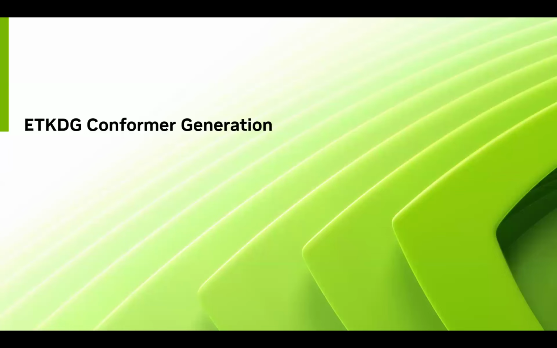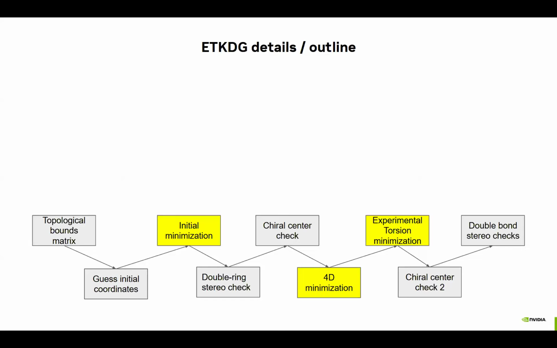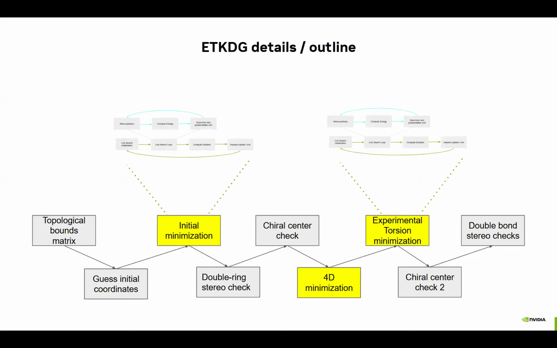Okay, conformer generation. I'm not going to go over the whole algorithm because it was done better than me yesterday. I'd just like to mention that there's 3 different minimization steps right now. We're trying to get that down to 1 maybe. Each of those goes through this loop again.